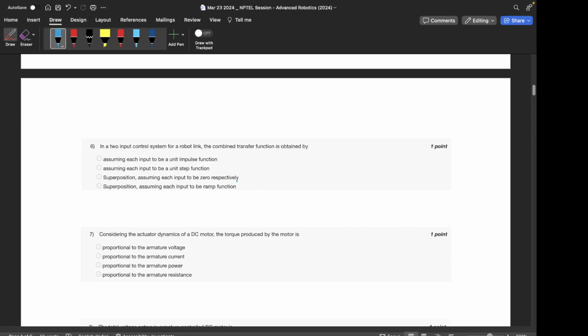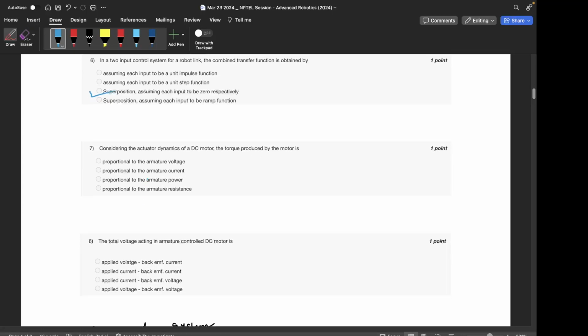Right, so the next is that in a two input control system for a robot link, the combined transfer function, how can we obtain that? The way of doing that is the superposition way, in which we assume zero input to one of them and solve for the other, and then put zero input in the first one and solve for the second one. Since these systems can be treated separately, we can use the superposition type of approach.